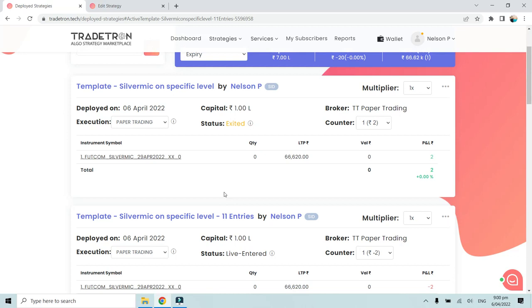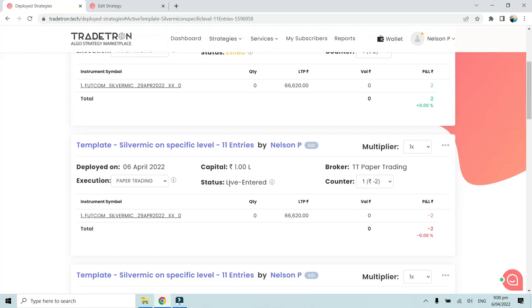So even if your strategy constantly keeps buying and selling during the day, you can use this particular formula to restrict the number of entries it takes, so that the strategy doesn't go into the loop and cause you a lot of losses. We will see how this formula is constructed. I will go to the edit of this strategy, but before that, let me show you the trades that it has taken.